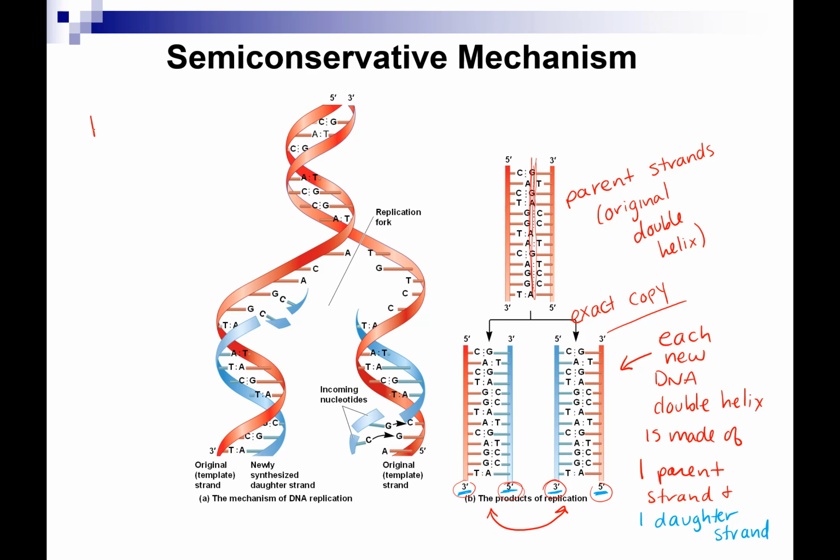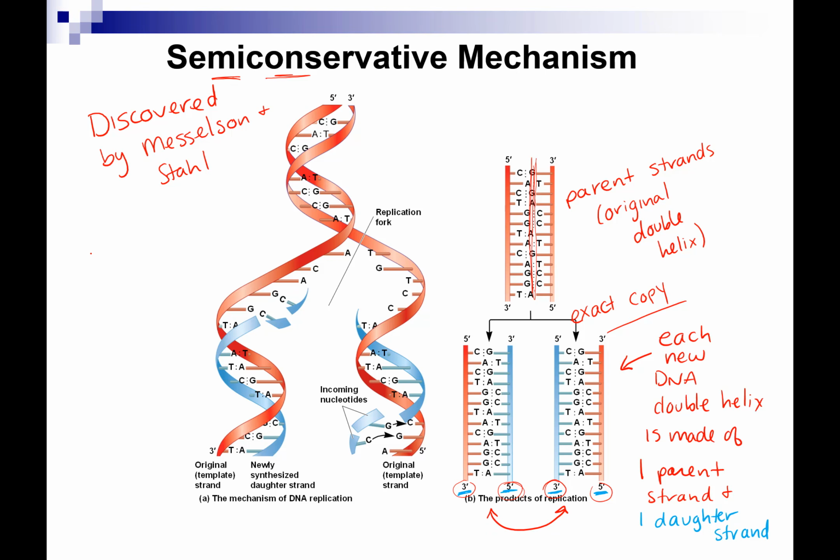And this was discovered by 2 scientists, Meselson and Stahl. So be sure to watch the DNA discovery scientists and experiments video. We're not going to have time to go through that in class, but you are responsible for that information on quizzes and exams. Okay, so DNA replication is semi-conservative.